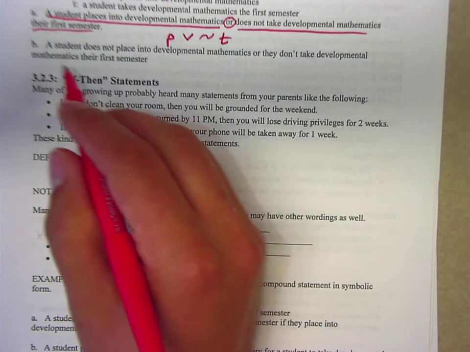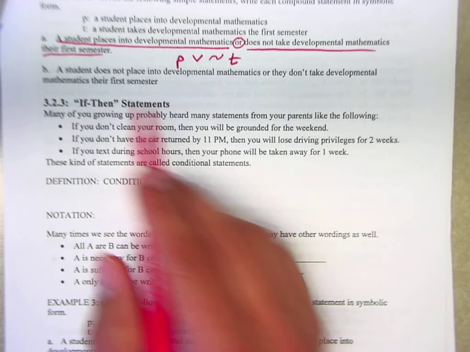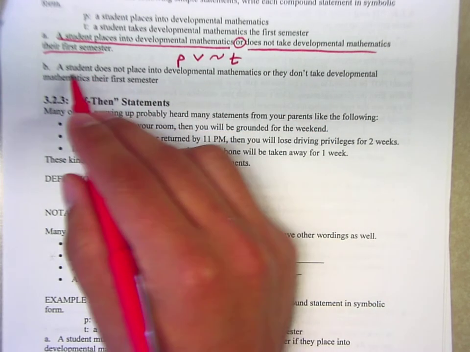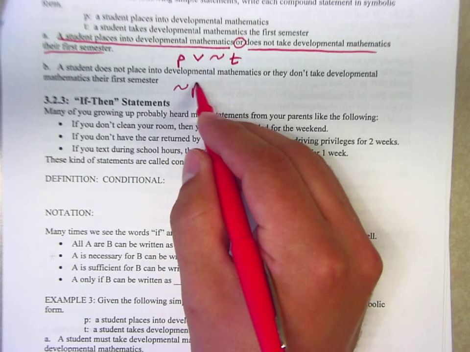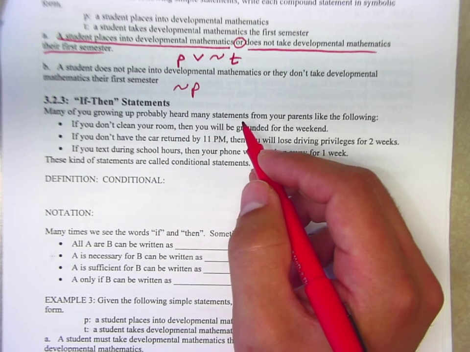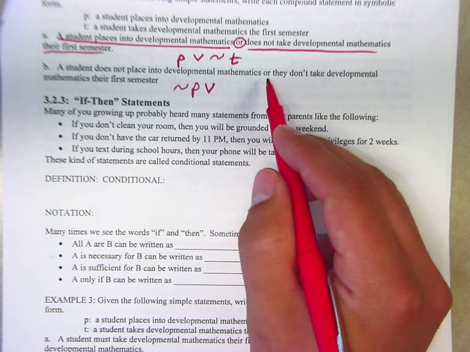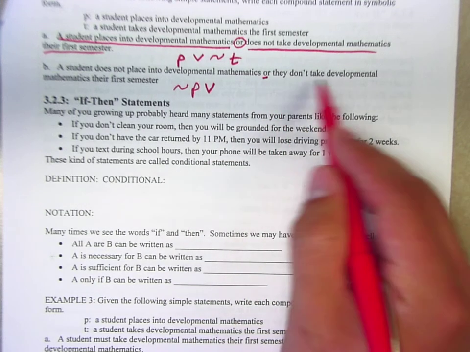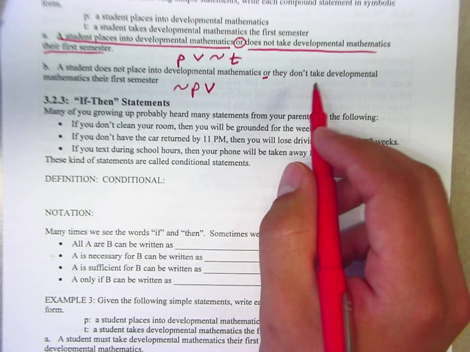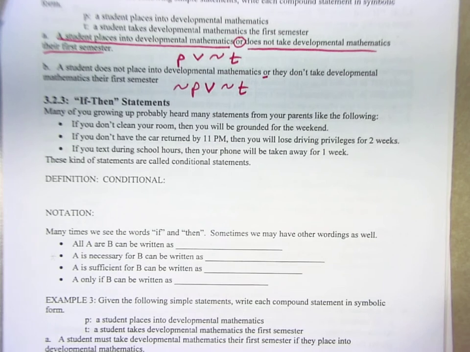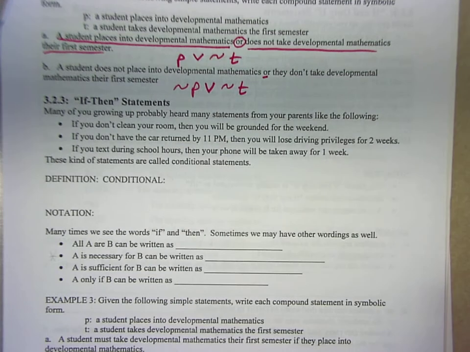Let's look at part B. So for part B, we have a student does not place into developmental math. So right here, the does not tells us we're negating the original statement for P. Or, so we have the or symbol. They don't take, so again, they are negating T. So this would be how you'd write part B symbolically. Okay? All right.